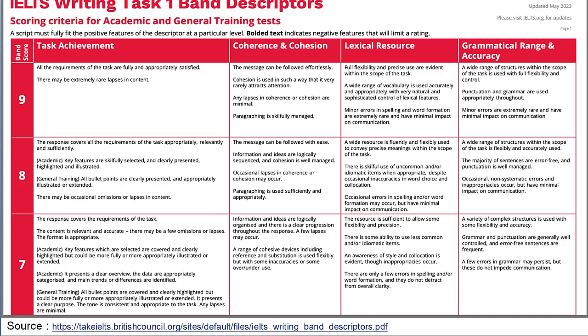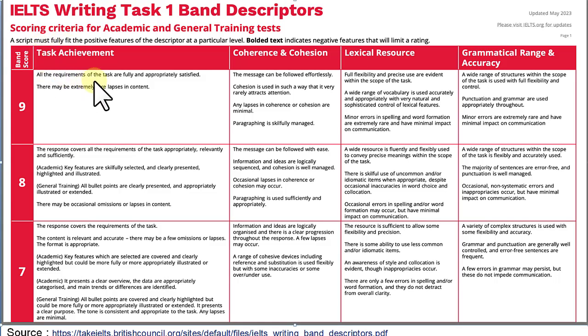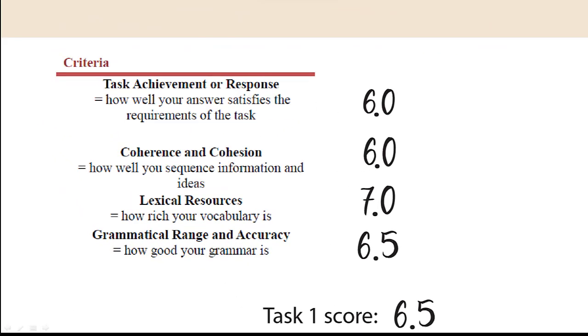So now let's cover each evaluation criteria. There are 4 of them altogether. So we have task achievement, coherence and cohesion, lexical resource, vocabulary, and grammatical range and accuracy, or how correctly you use your grammar and the variety of grammar structures that you use. So the criteria are weighted equally, and the score for the task is the average.